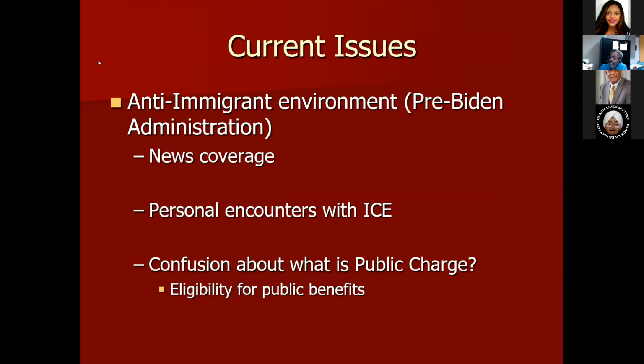The current issues clients have: during the pre-Biden administration, a huge anti-immigrant environment had a huge impact on our clients, to the point where they were worried about leaving their house or dropping their kids at school or a hospital. And what you heard in the news coverage wasn't encouraging for the clients. Some of our clients have had personal encounters with ICE, and the discussion of public charge during that time was an issue where people were concerned about how it would impact their future if they were charged with a public charge, and how it would impact their future residency status within the US.